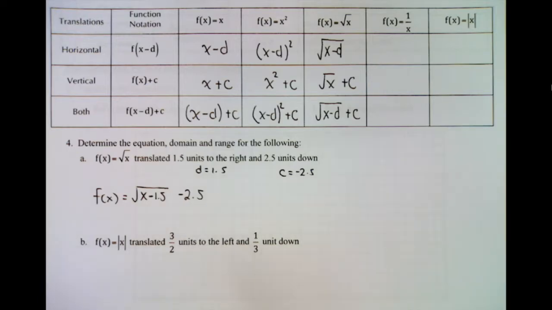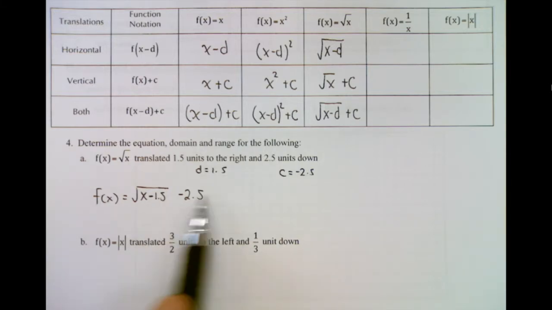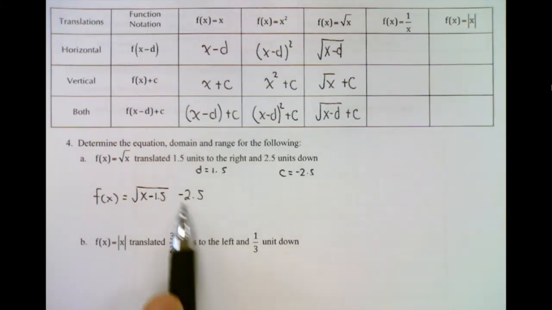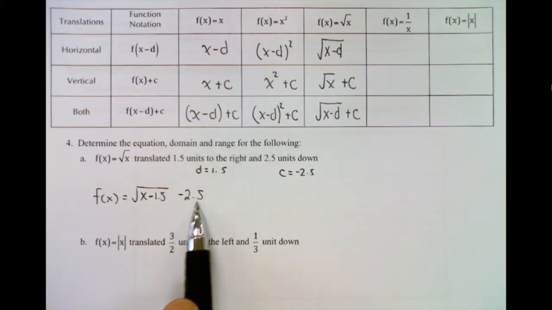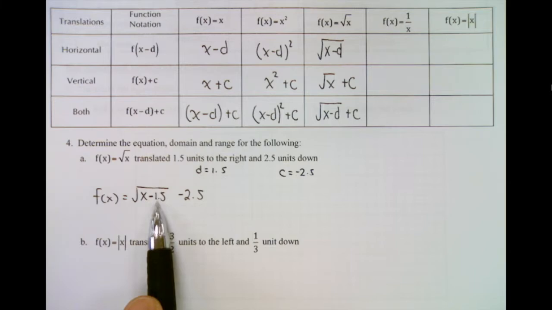Here we go. Let's reconsider what this equation says. X minus d. D is 1.5. A 1.5 for d means a shift to the right, 1.5. Outside the function. Function's here, square root, outside the function. That's where c is. Adding or subtracting outside the function, c. C is negative, so we're going down. How much? 2.5. Down 2.5, right 1.5.